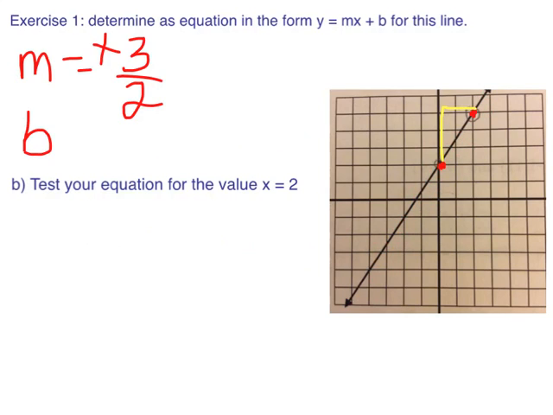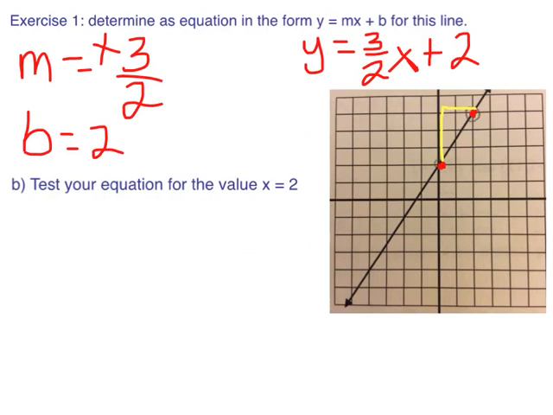Now my b, or my y-intercept: where does this function cross the y-axis? Well, if you said it crosses right here at 2, you would be correct. So when I want to write the equation of my line, I'm going to have y equals my slope, which is 3 over 2 x, plus 2.